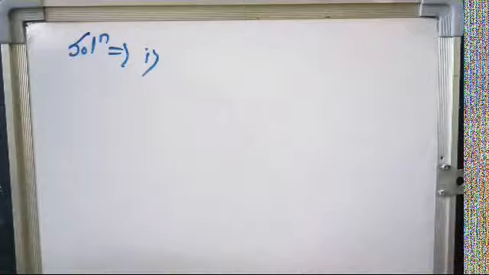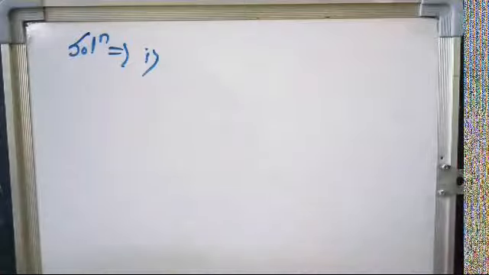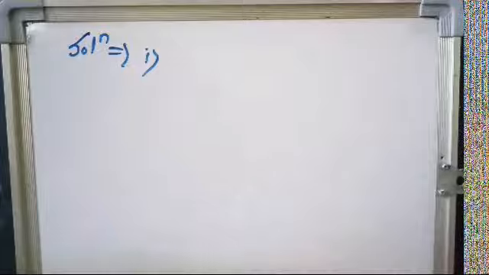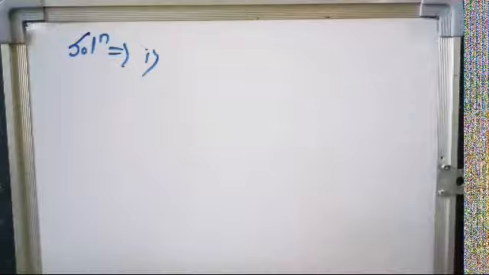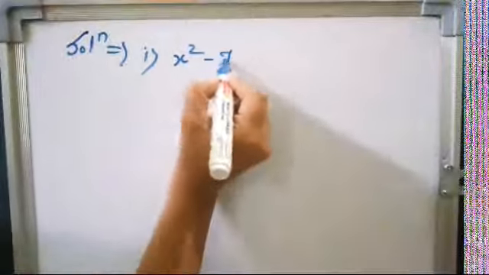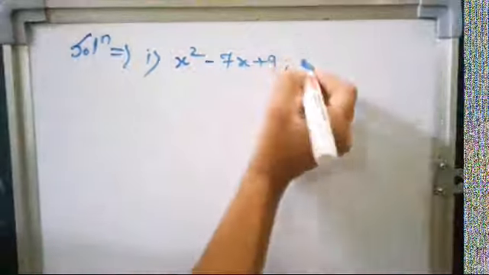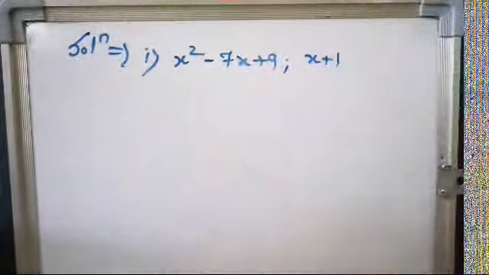Next question is: divide the first polynomial by the second polynomial and find the remainder using the remainder theorem. Okay, here we have to apply the remainder theorem. So let's see what is the first example. It is x square minus 7x plus 9, and next is x plus 1. They are saying divide this.